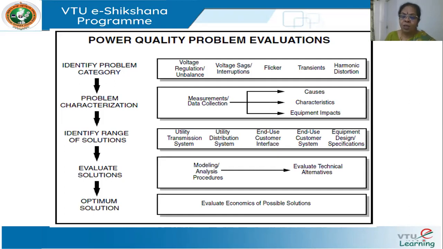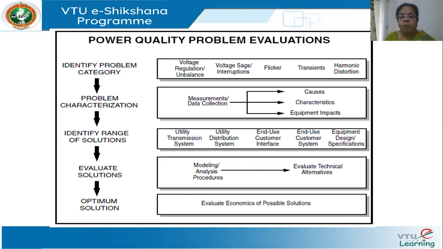So what are the causes for it? What are the characteristics in terms of numbers? Has the voltage risen by 5%, dropped by 10%? Is there an interruption for 1 hour? Is there an interruption for 10 cycles? What is it?